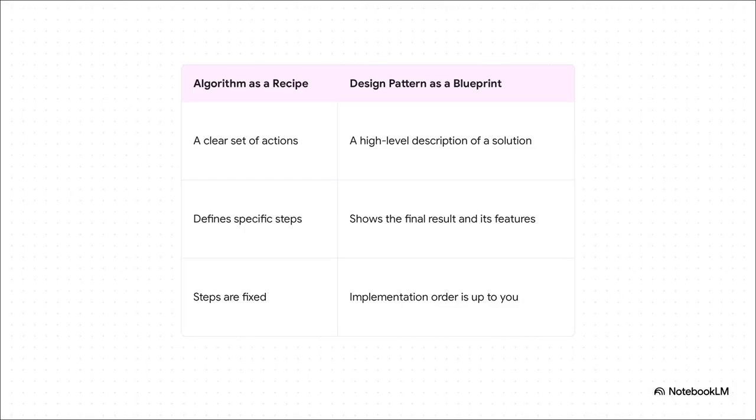So let's really break this down. On the left, you've got an algorithm. That's your recipe. It's a clear, fixed set of steps. Do this, then do that, then this, and you'll get a predictable result every single time. But on the right, you have a design pattern, and that's your blueprint. It doesn't tell you exactly which nail to hammer first. It shows you the final structure, the features, the end goal. The exact way you get there, that's up to you. It's all about being flexible.